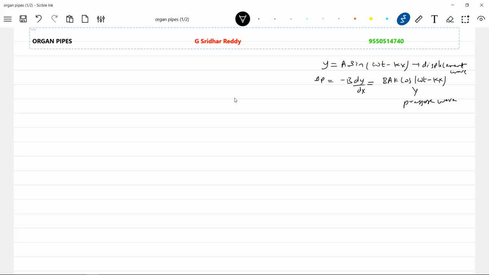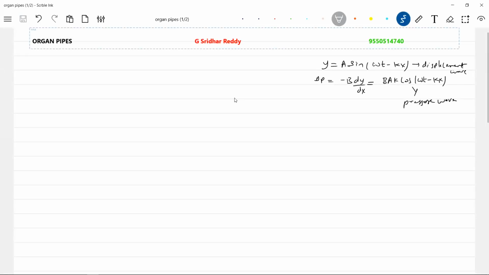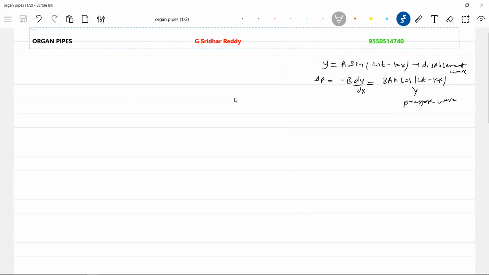Pressure wave. Okay, I think you have some firm idea. It will be okay. Let's get into this one. So what will happen to the wave when reflected? So how to get that rigid end and the free end? So here we take help of the thing called an organ pipe.